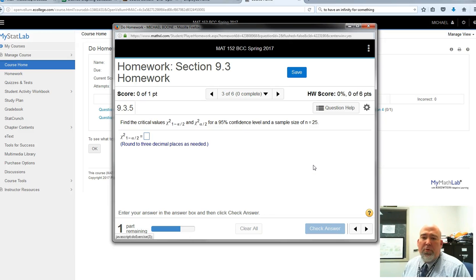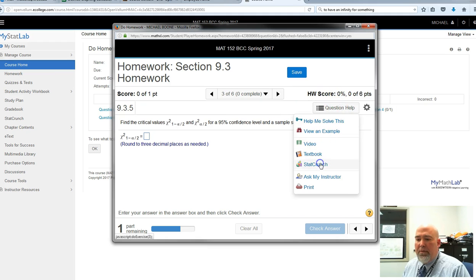All right, so in Chapter 9, Section 3, we're dealing with this chi-squared distribution, and it's going to help us figure out confidence intervals for variances and standard deviations. So on something like this, we're finding critical values, so we need to go to a chi-squared calculator. So I'm going to go to my StatCrunch.